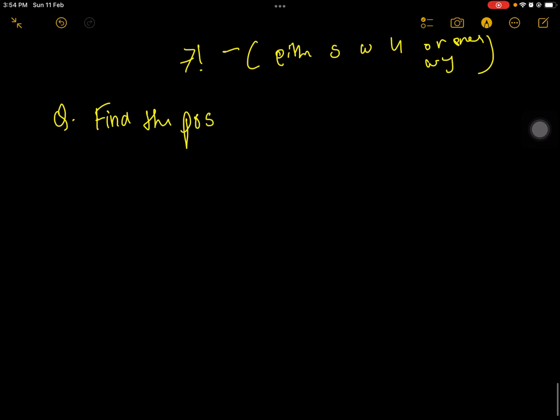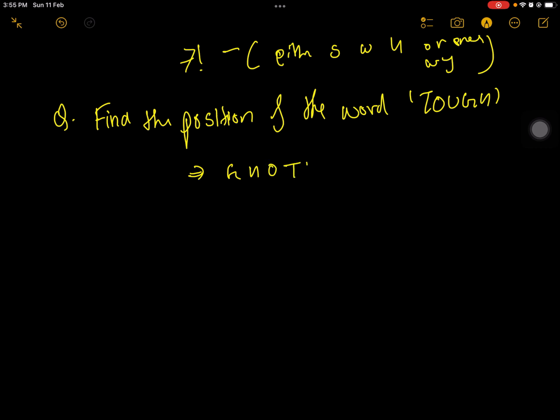Find the position of the word tough if all are arranged in alphabetical order. So first what you do in this question is you write it in alphabetical order, like start from the beginning. So it's GHOTU, right? And you start from a G.